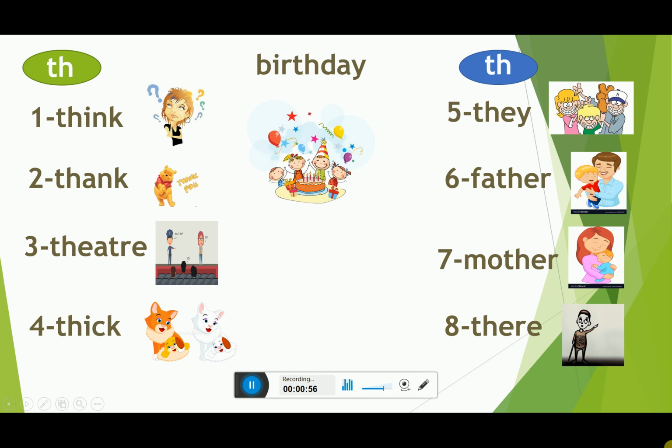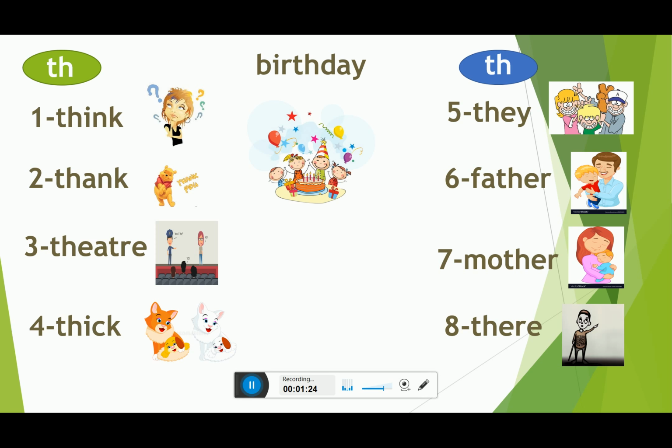So we are going to start reading the words and telling the meanings in Arabic. So Mariam, start. Okay. So the first word is... we have two columns. There is TH, but two types. One is tha, and one is tha. So I will read the column for tha, and Minna will read the column for tha. Okay. The first word is think.